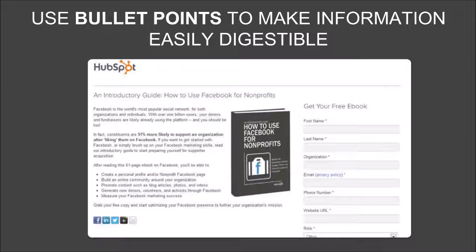Using bullet points makes it easy to digest. So we don't like to read a big block of text, okay? Dot points, bullet points are really good. It says, after reading this 61-page ebook on Facebook, you'll be able to create a personal profile, build an online community, promote content, generate new donors, and measure your Facebook marketing success. So yes, it's a 61-page ebook, but here's the summary, okay? A few little dot points. That's what you would get if you wanted to know how to use Facebook for not-for-profits.